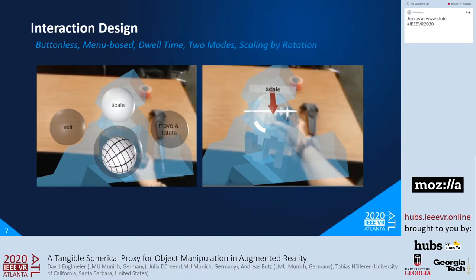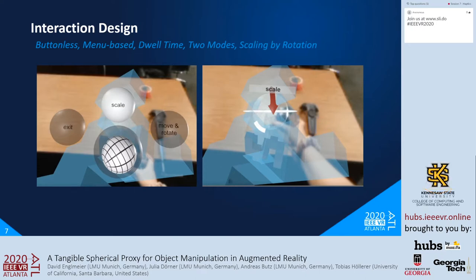The scaling, as we can see on the right side, works by rotation, as we show a horizontal axis going through the center of the sphere. If the sphere is rotated towards the user, the object size is increased, while an opposite rotation would decrease the scale.